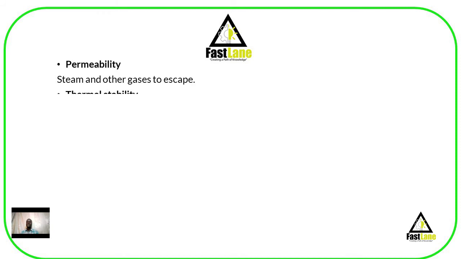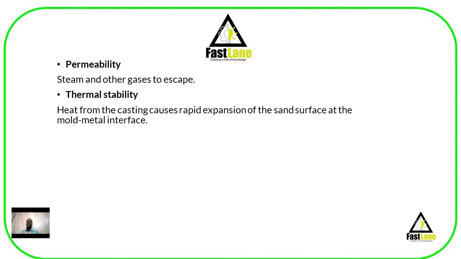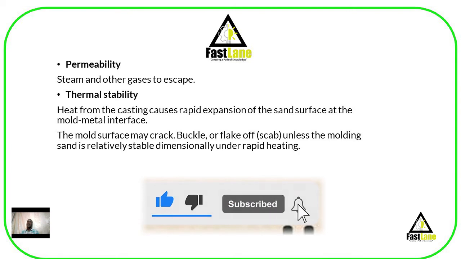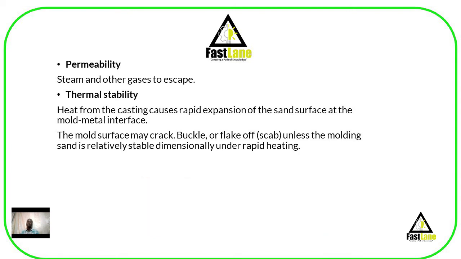Then we have what we call thermal stability. When it comes to thermal stability, we need to know that heat from the casting, of course we say that the casting is the final product, causes rapid expansion of the sand surface. Remember there is expansion on heating and contraction on cooling. Are you getting it? So we need to ensure that our sand can withstand the high temperatures. If yes, then that is thermal stability. So thermal stability is that it does not fluctuate with respect to the different temperatures of the molten metal.